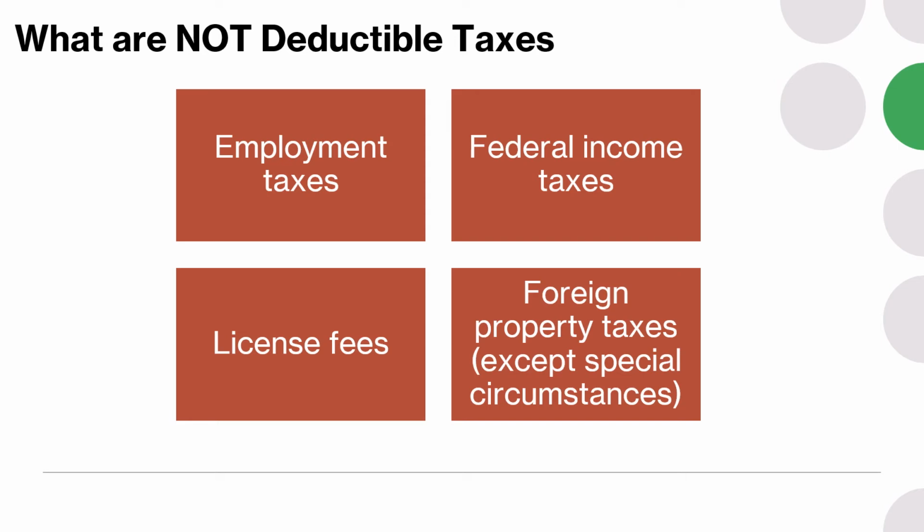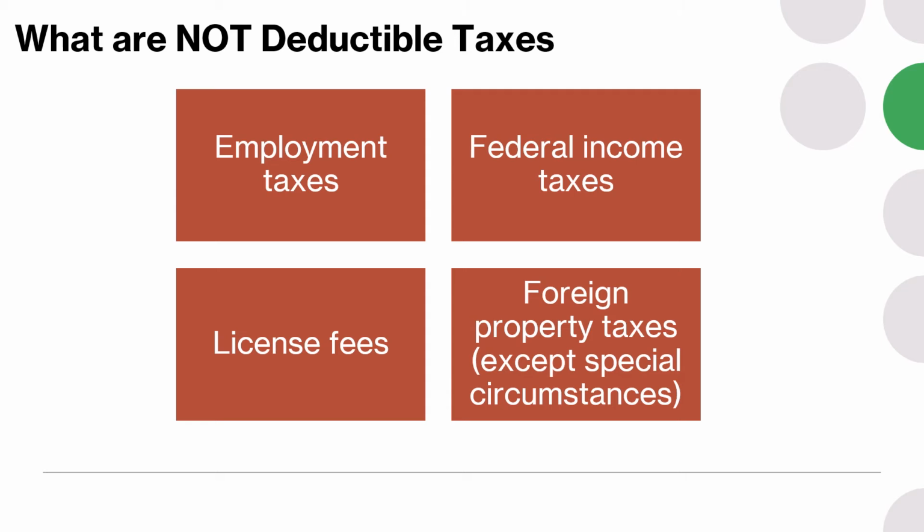So then we can talk about what are not deductible taxes. Some of these are not deductible taxes, and some of them are not taxes. So employment taxes are not deductible on Schedule A ever. Our employees don't get to deduct their Medicare and Social Security taxes. And for self-employed individuals, remember, they get a deduction, but it doesn't flow through Schedule A.